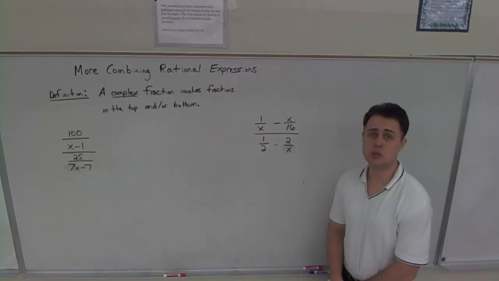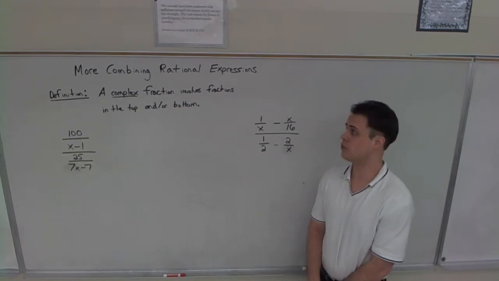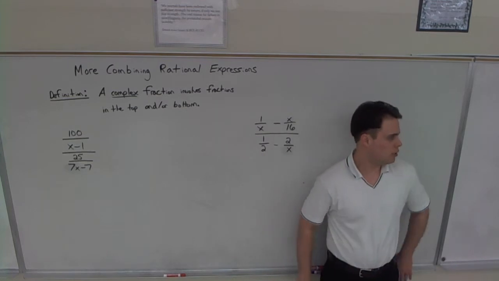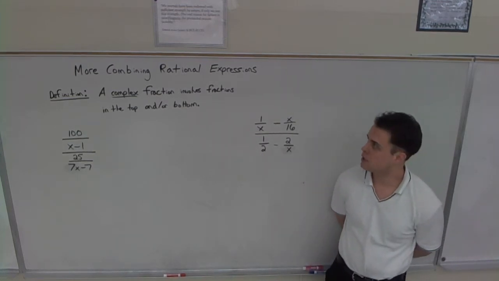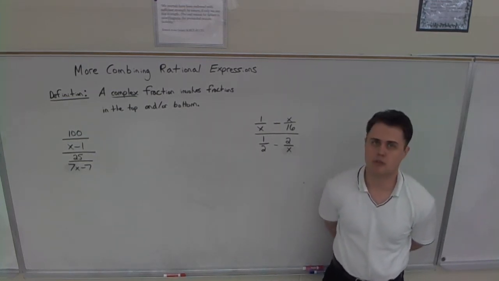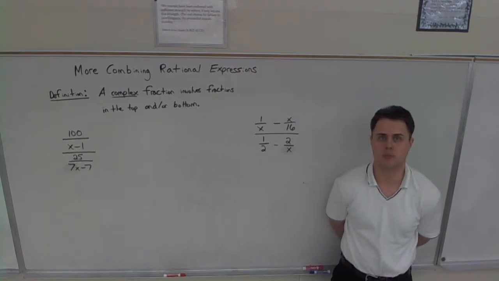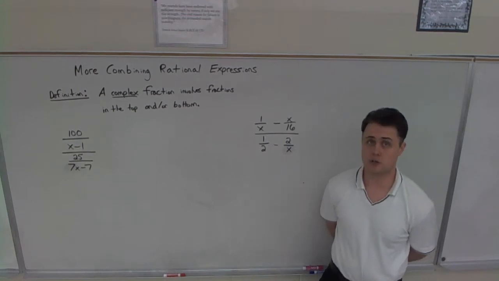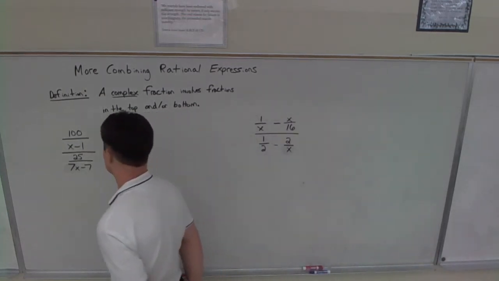So one more issue intimately involved with combining fractions is this idea of a complex fraction. So if you have a complex fraction, it is a fraction involving 1 or more fractions in the top or bottom. So they can be pretty sophisticated. These 2 examples are not too sophisticated, I don't think. So let's have a look at them.